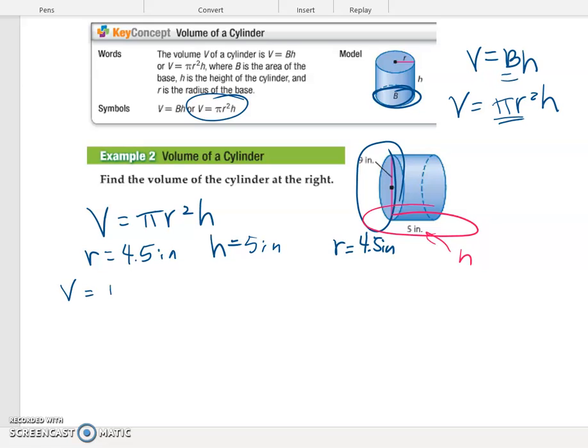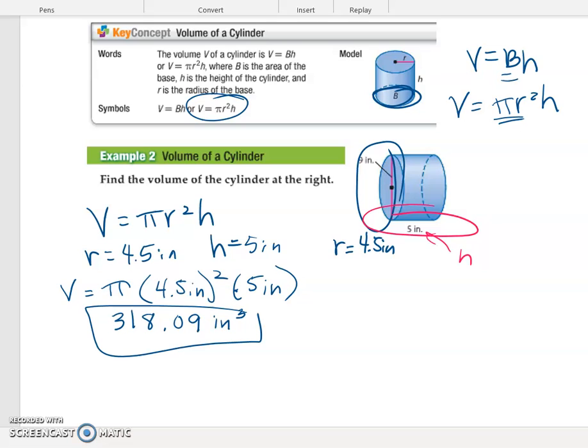And we can just substitute into the formula. So we have pi, we have our radius. We're going to square that and then multiply it by the height, which is 5 inches. Okay, and I'm just going to put that in my calculator. I'm going to hit pi, then times 4.5 squared times 5. And I get 318, and it doesn't say what place value, so I'm going to go out to the hundredths place, 0.9 inches cubed. In general, if it doesn't say what place value, I usually go out to the hundredths. Okay, so there's the volume of my cylinder.